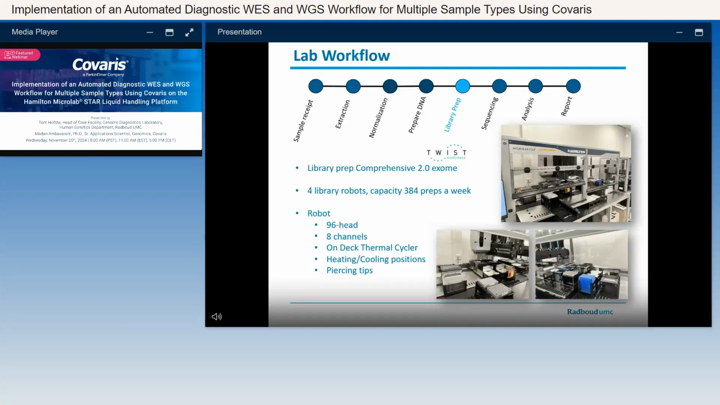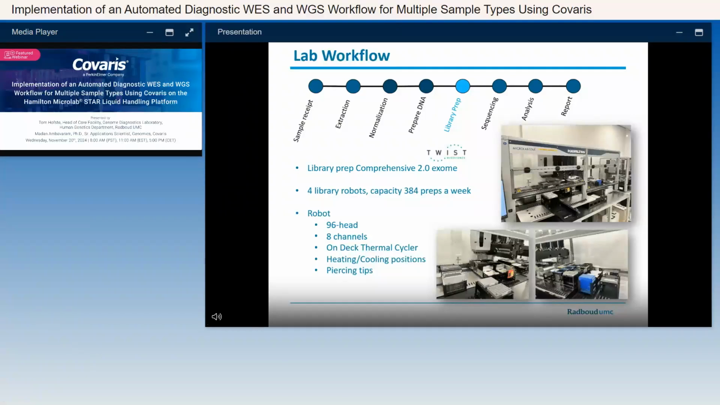Okay, when the shearing is done, then the next day we start with the library prep. And the library prep is from Twist Bioscience. We use the Comprehensive 2.0 exome prep. We have 4 library robot stations available to run this prep with a total capacity of 384 preps a week. You can see the system on the right side.